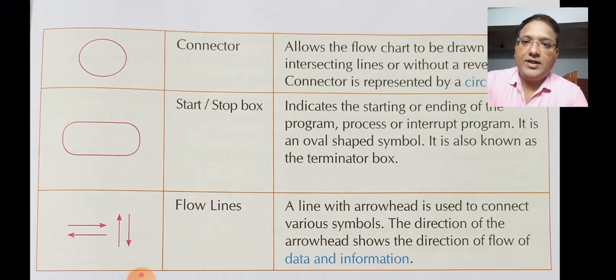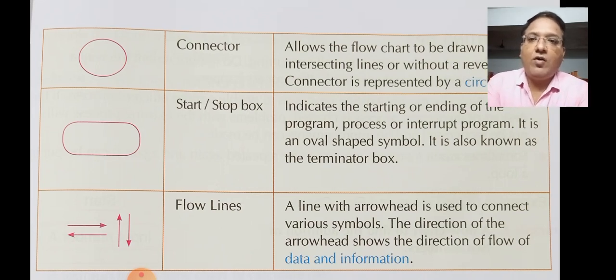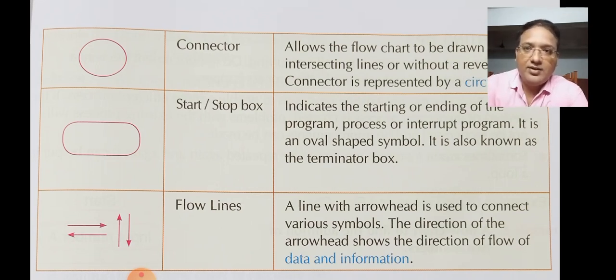Now next, the start stop box. It indicates the starting or ending of the program, process or interrupt programs. It is an oval shaped symbol. How is it shaped? Oval. The connector shape is like a circle, and the start and stop box is like an oval shape. It is also known as the terminator box. Got it?